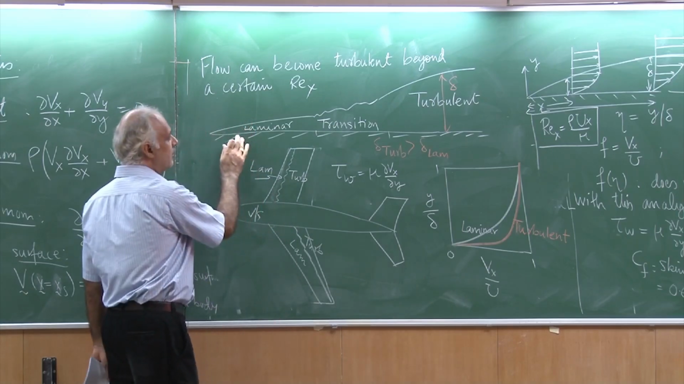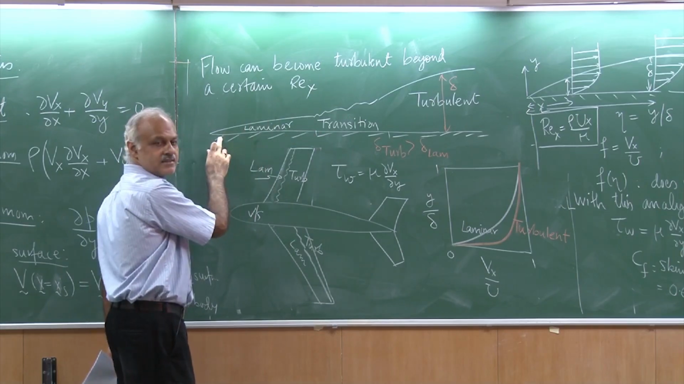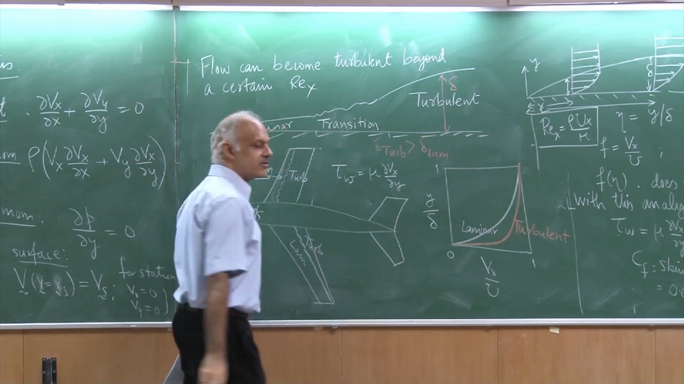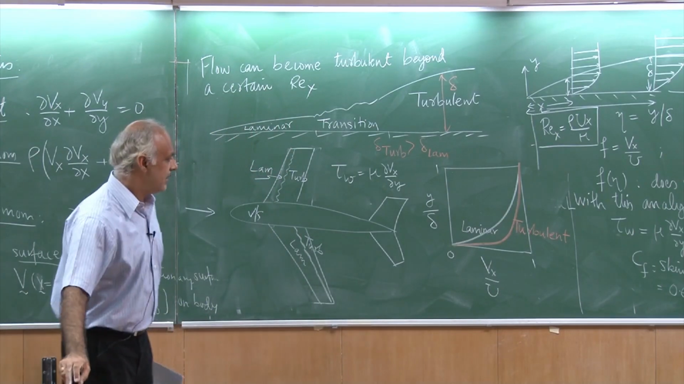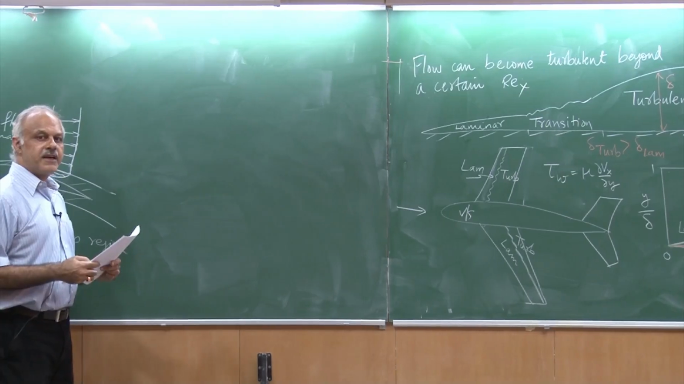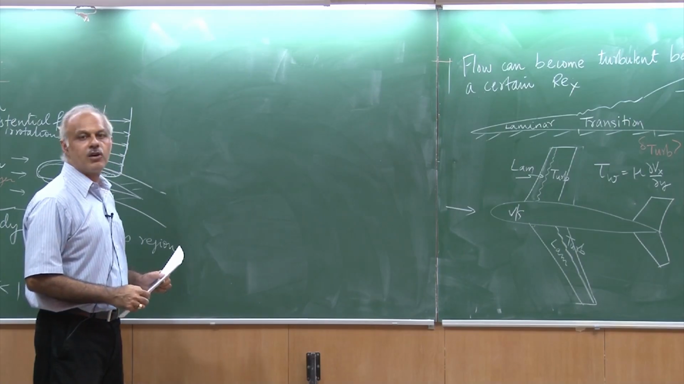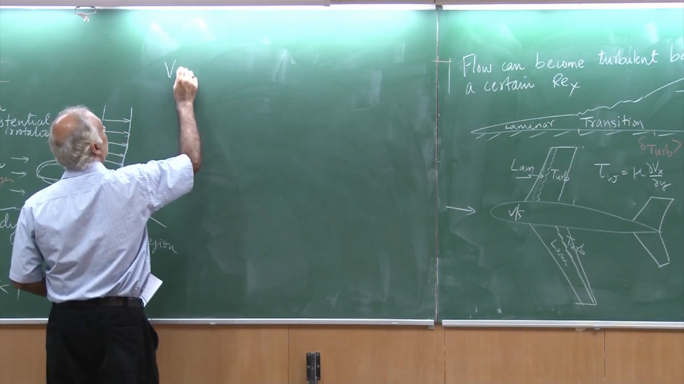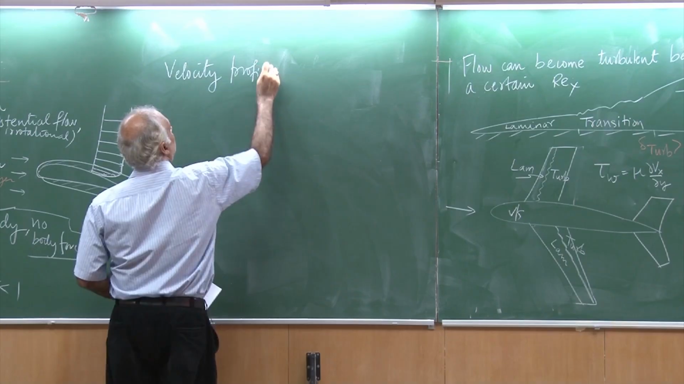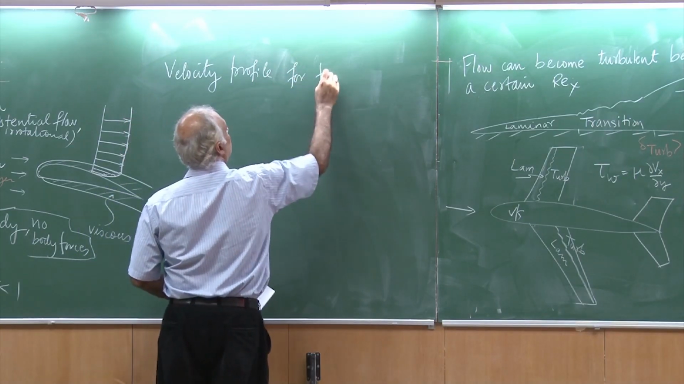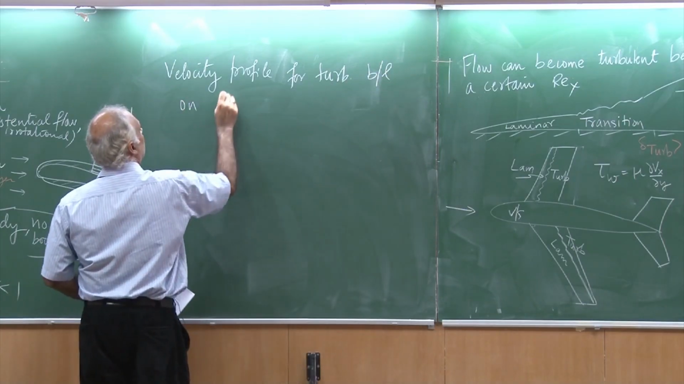Okay. So this is what would happen on the plate. I would have a certain drag coefficient for this part of the plate, and for the same part of the plate in the turbulent flow, the drag coefficient would be much larger. How about the expressions? Typically, a turbulent flow has a power law velocity profile. So the velocity profile for turbulent boundary layer on flat plate.